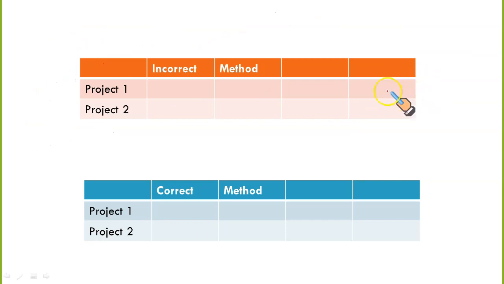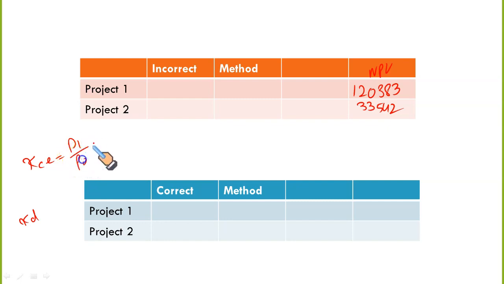For project 1, NPV was 120,383. For project 2, it was 33,542. Now, what we will do, we will first calculate individual cost of common equity and cost of debt. This time, we will simply take the dividend upon the current market price plus growth rate. No adjustment of flotation cost, just like the way we did previously. Just these numbers to calculate the cost of equity. Cost of debt would be the same because there is no flotation cost for cost of debt. So it's the same.